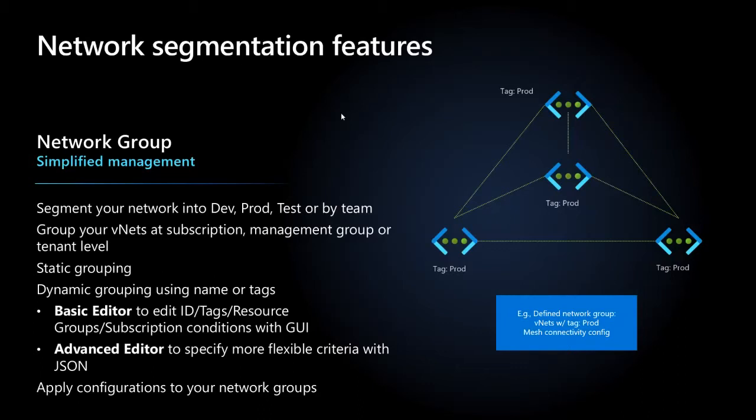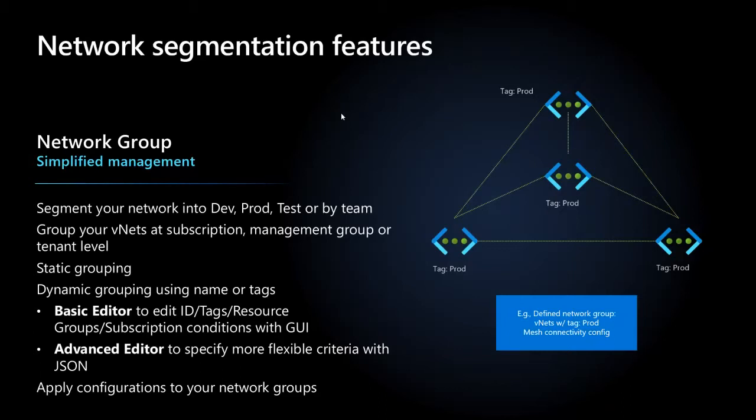Once you have that configuration applied and committed to network manager, those VNets in the production network group will be connected. And even if you have a new VNet after you committed this configuration, network manager would automatically identify the appearance of such a new VNet with that prod tag, and automatically create the connectivity for the new VNet as well. So you can rest assured. It's a very convenient feature.